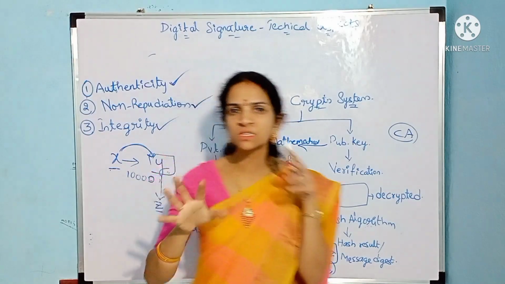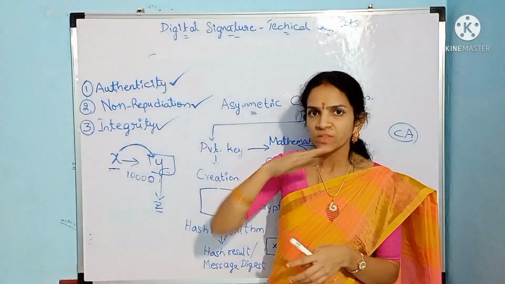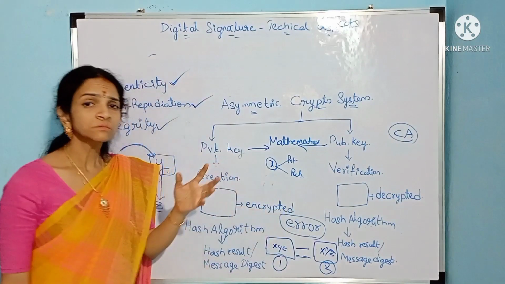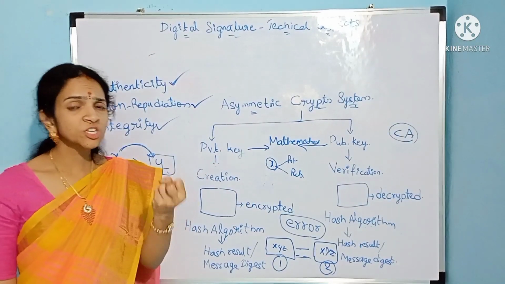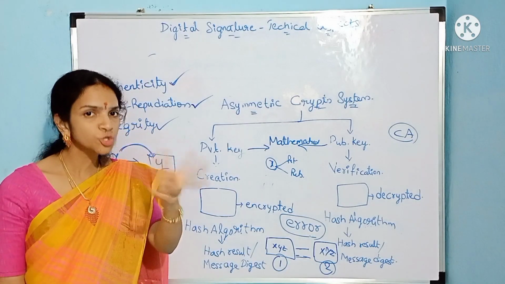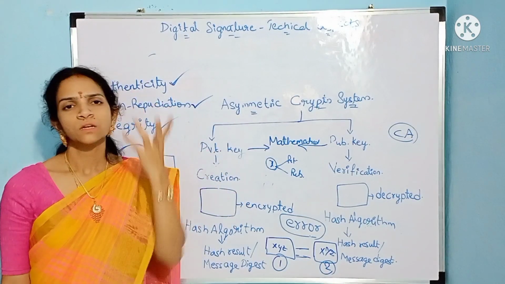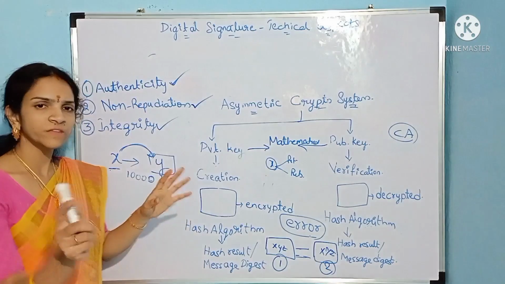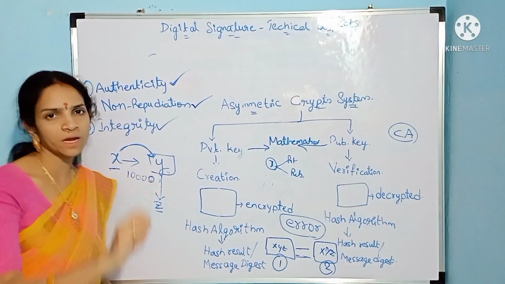If that is done, that means the document's integrity is affected. So how does the digital signature make sure that integrity will be maintained? How does the digital signature show that integrity is affected? For that matter, we have to go a little bit into the back-end process.